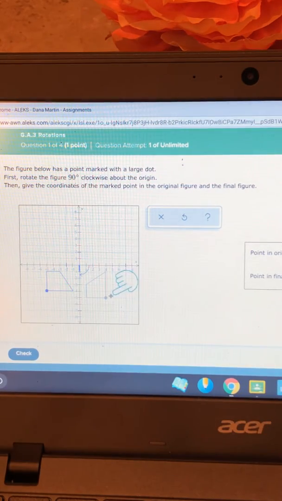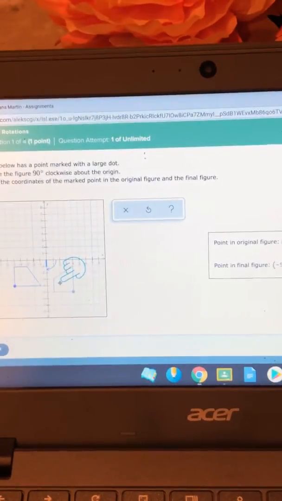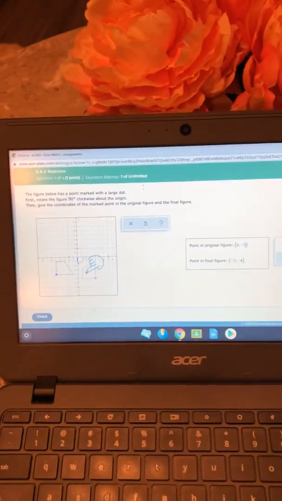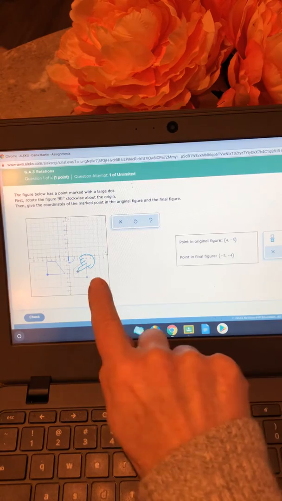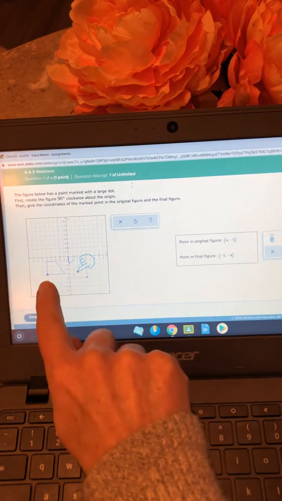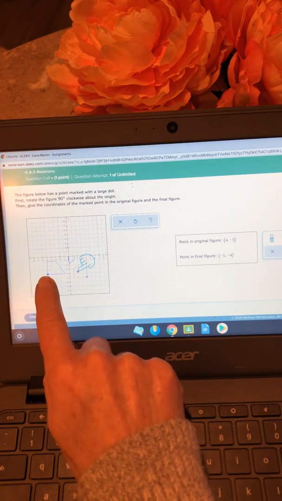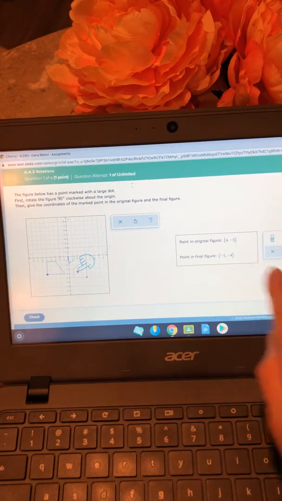And the original ordered pair, this will go a lot faster since I've already typed it in. The original ordered pair was 4, -5. And now I will show that too. I'll zoom out just a little bit. There you go. 4, -5 goes with the original point. And for the point in the final figure, -5, -4.